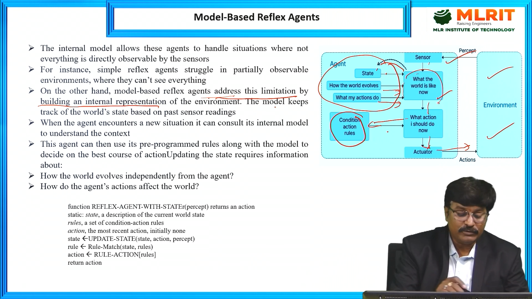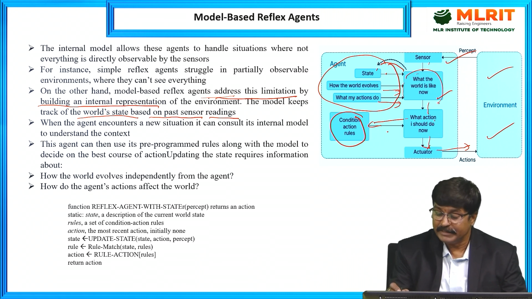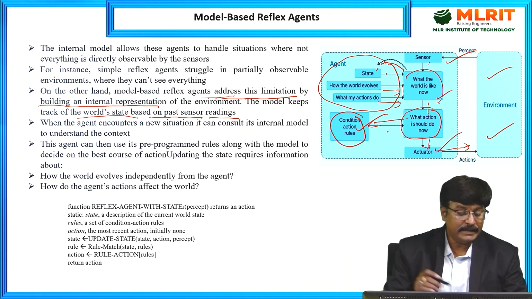So the model keeps track of the world state based on the fast sensor readings, the information of how it is. So what is the present state, based on which you have to take actions? It checks whether the condition is matching or not. If the condition is matching, the actuator will take the actions.